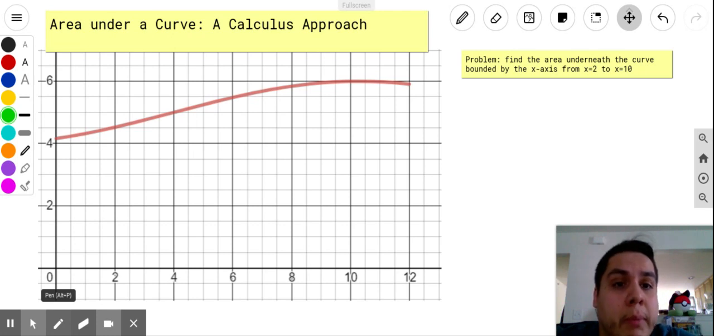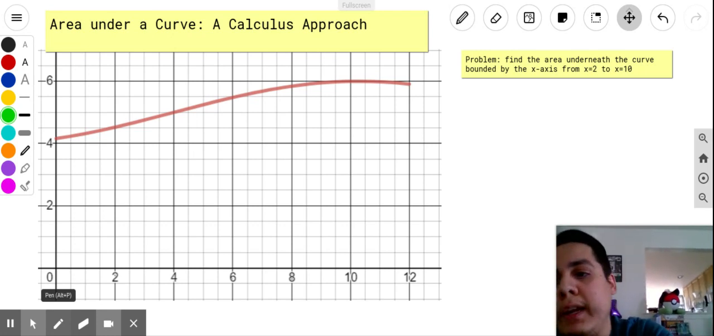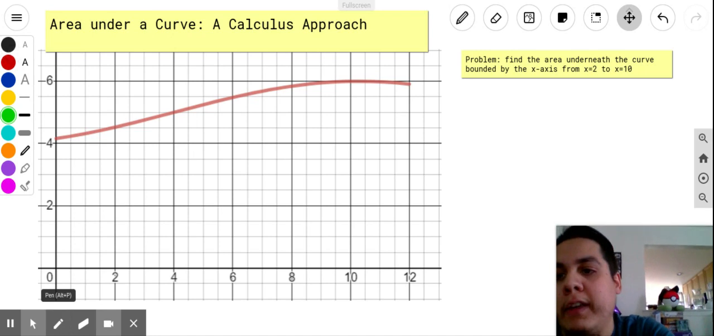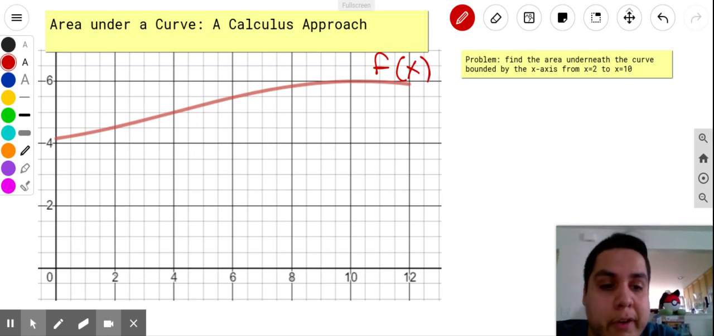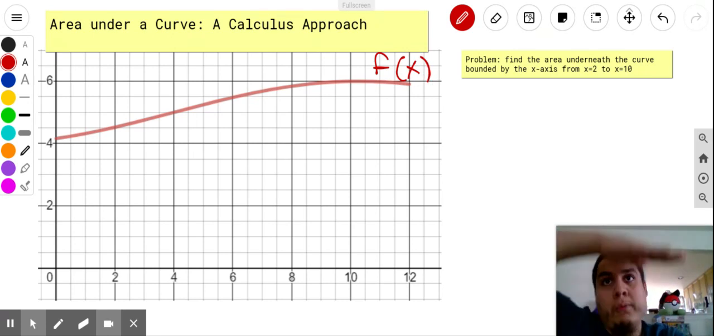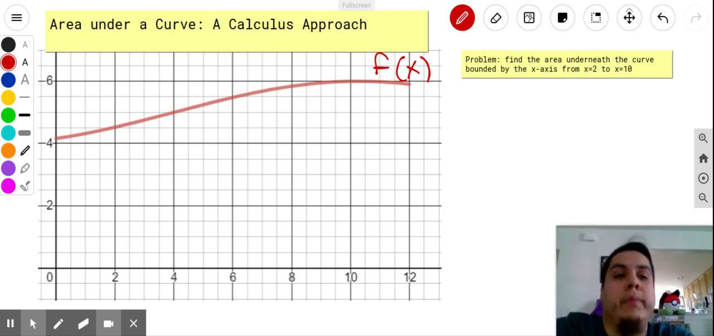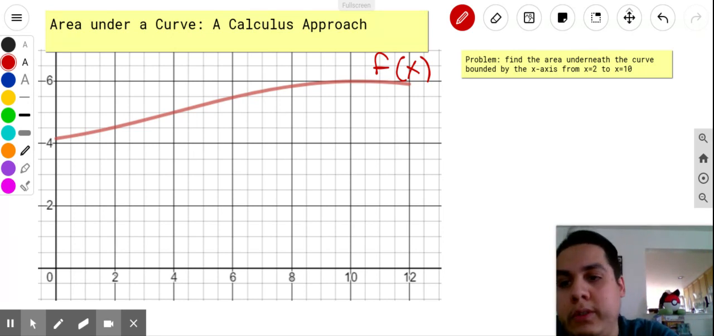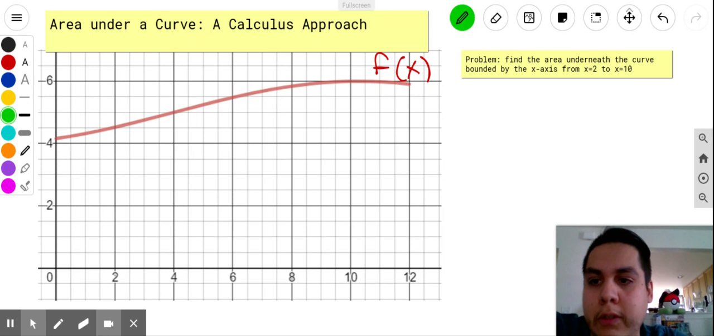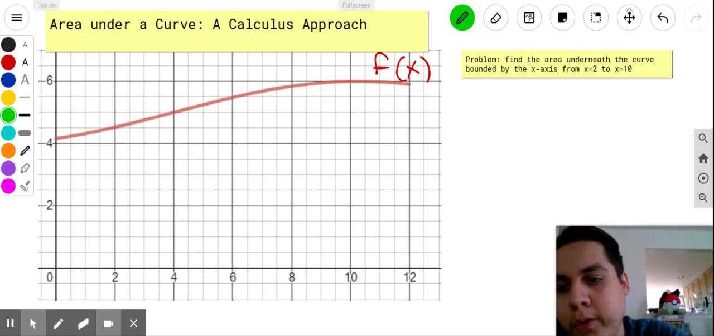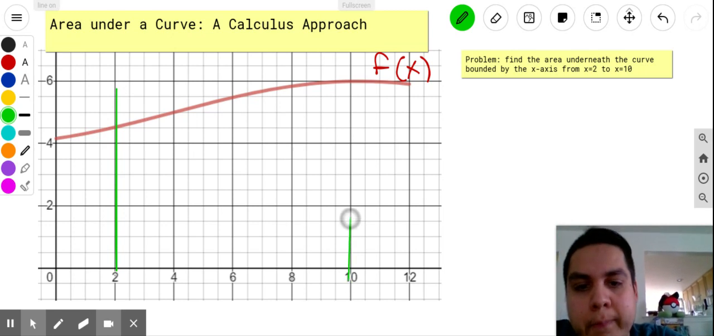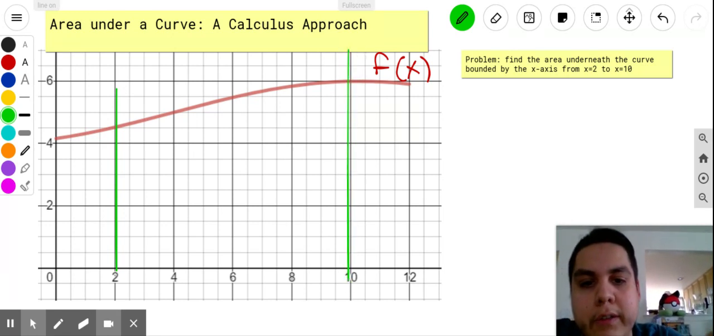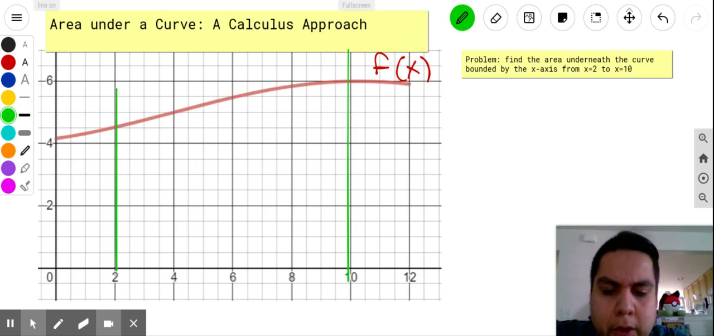Okay? So the problem is I have this function right here, which I'm going to call f of x, and I want to find the area underneath this curve that's bounded by the x-axis, so like only dealing from the x-axis and up, between x equals 2 and x equals 10. So this part right here that I am denoting with the green lines.